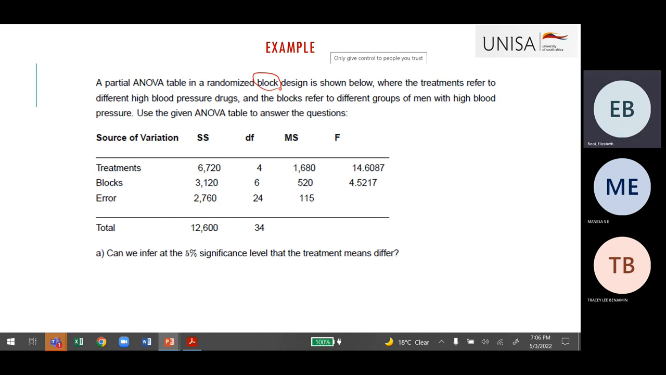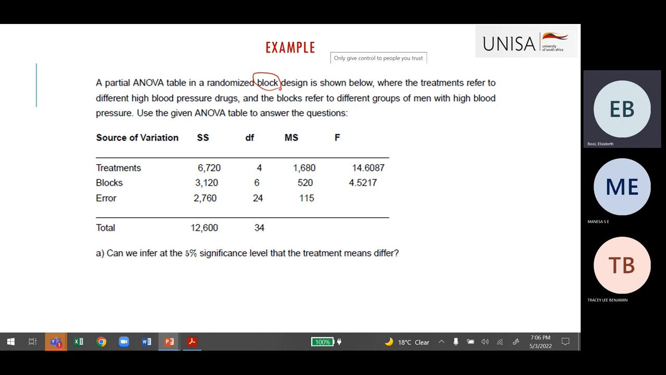It is shown below where the treatment will refer to the blood pressure and the drugs, and the blocks refer to different groups of men with high blood pressure. Use the given ANOVA table to answer the question. So, can we infer at 5% level of significance that the treatment differ? So that is what the question is asking.